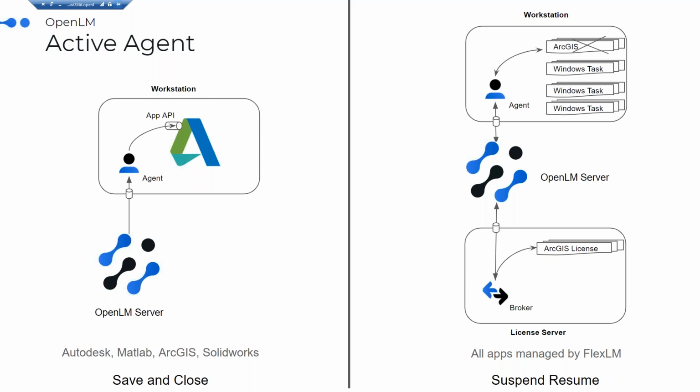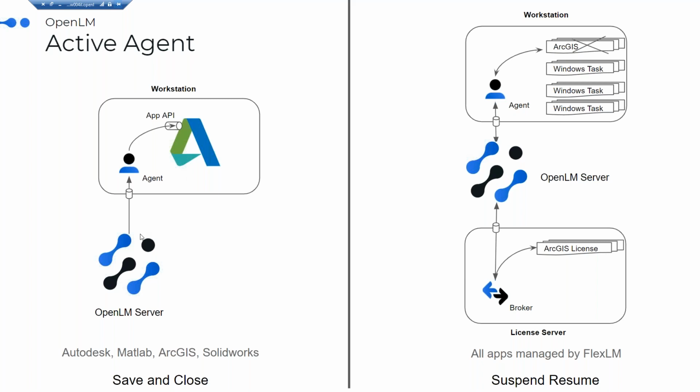But how does OpenLM do that? Using the agent. I talked about the OpenLM agent, which is a component installed on the workstation. You can install it just by the installer, click, click, click, next, next, next, that's it. Or if you have a lot of workstations, you can roll them out using SCCM or GPO, and they'll be automatically installed on the workstations.